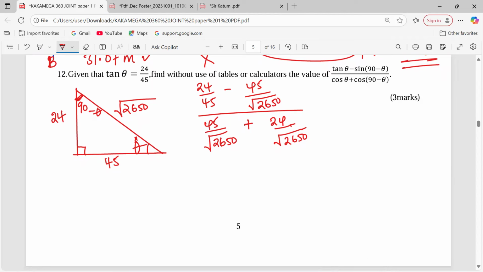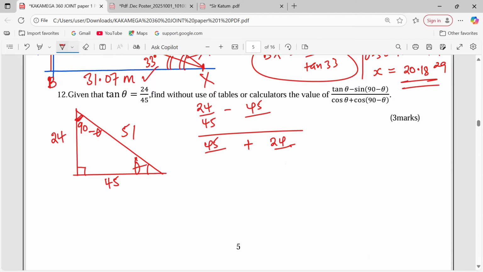Sorry, actually there is something we've not computed well. 24 squared plus 45 squared is 2601. Then we take the square root. This should be exactly 51. Sorry for that. So now we use 51 at these points. There was a big error there.